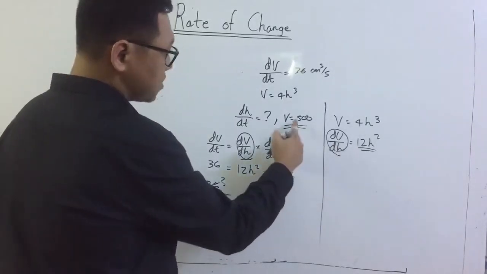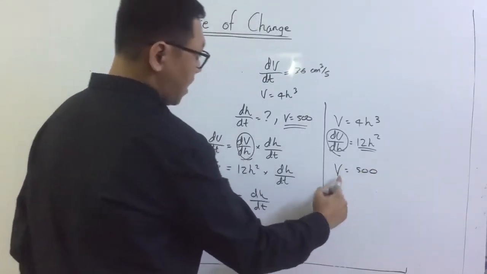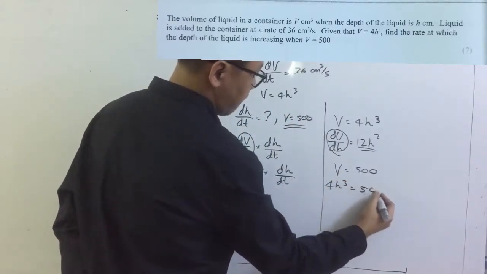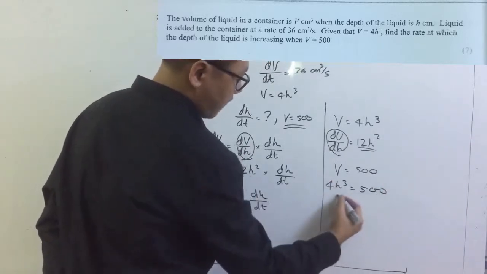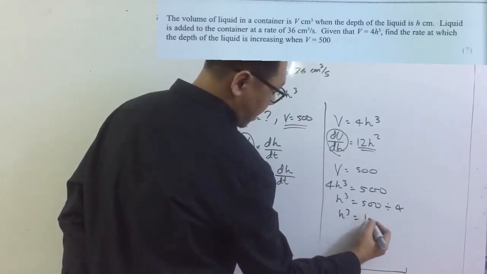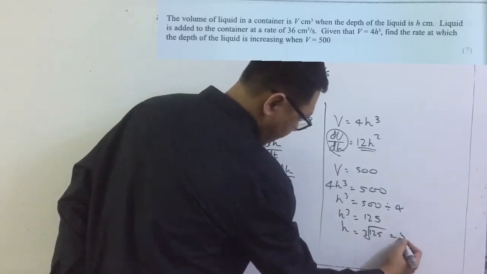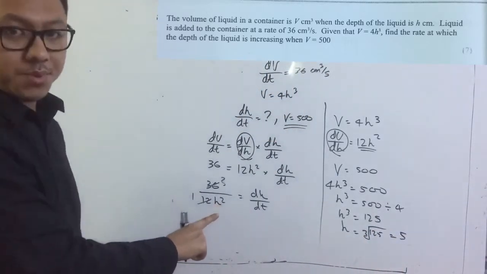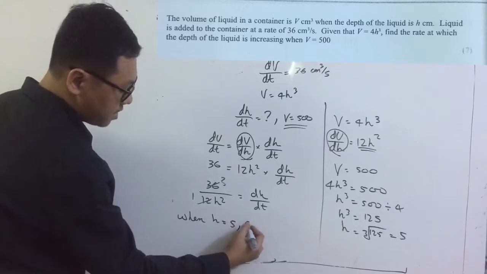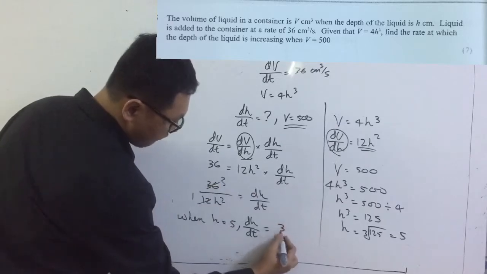We will use this to find h first. I'm going to write down v is equal to 500, and we have the formula for v here, which is 4h cubed. So 4h cubed is equal to 500. And then 4 will be divided: 500 divided by 4, h cubed is equal to 125. And then you're going to find h. So cube root of 125 is 5. Now we have the value of h. We just have to substitute it here. So when h is equal to 5, dh by dt is equal to 3 over 5 squared.